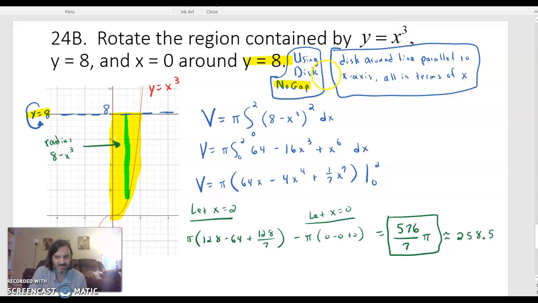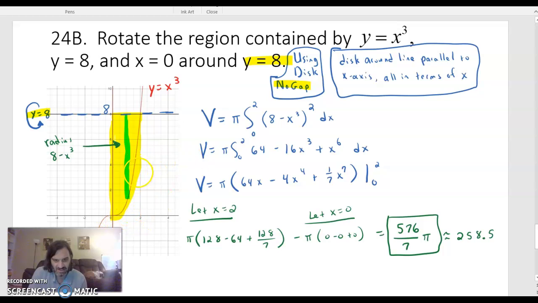Just to make sure we're clear, disk around a line parallel to the x-axis is in terms of x. When we went around the x-axis, we wrote the disk in terms of x, so something parallel to the x-axis is in terms of x as well. So that'll be pi r squared. This should be an easy one. Everything in terms of x, we've got pi, and our region runs from 0 to 2 on x.